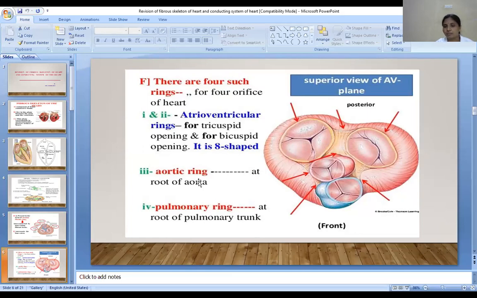Then the aortic ring, which means around the aorta. Then the pulmonary ring, around the pulmonary artery. The right ventricle is continuous as the pulmonary trunk, and the left ventricle is continuous as the aorta. Those orifices are at the base, so at that level they are guarded by fibrous tissue in the form of a circular ring. So together we have four fibrous rings.